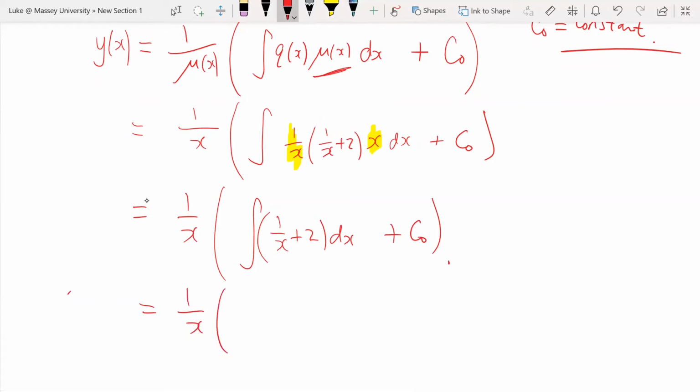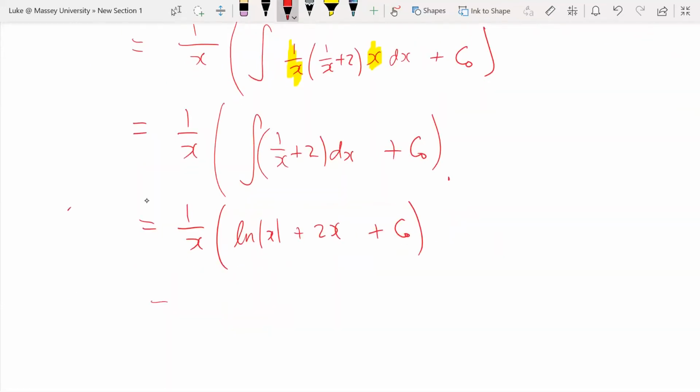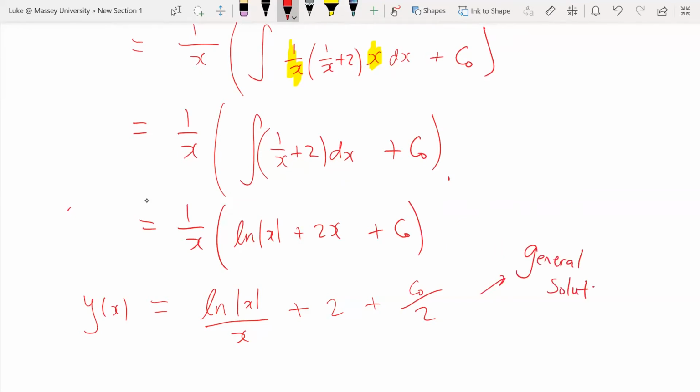Okay, so those integrals are not too hard, of course. The integral of 1 over x is just the logarithm of x. If we integrate 2, we get 2x. Plus c naught. Okay, great. So we can take the 1 over x into each term in this equation. So we're going to write this as log of x over x plus 2x over x, which is just 2, plus c naught over 2. Okay, so this is the general solution. So we found that fairly straightforward.